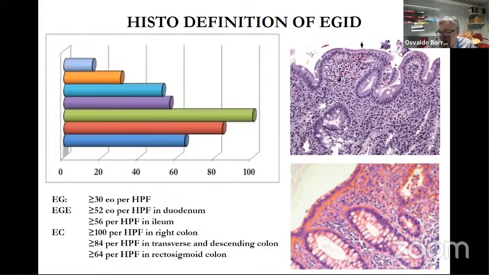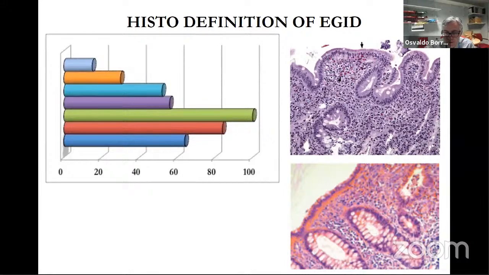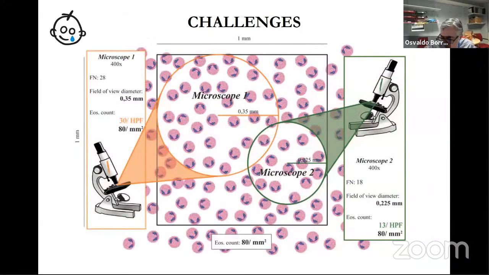But in the last year, we have seen a significant number of studies addressing the issue regarding histology. So I'm giving you where some of the problem can lie. Okay, the definition of high power field. If we define the high power field field of view as 0.35 millimeters, for instance, we can have a count of 30 eosinophils, which is completely different if the field of view is 0.225. Based on the type of histological assessment we do and the type of pathology lab we have, we can have a completely different count of eosinophils.